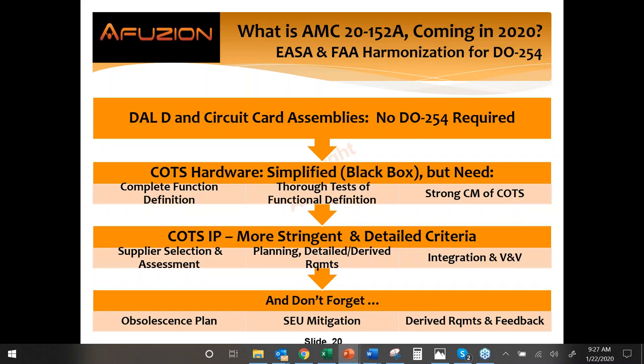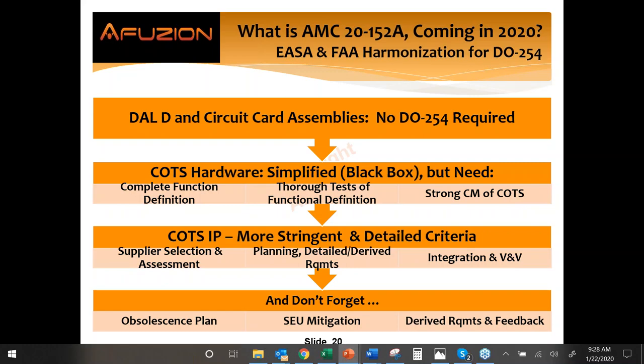Now, there's some special rules for COTS IP. With AMC 2152A, we will fail if we don't do these three things on this line. First, supplier selection assessment. You have to have a defined process for how you select suppliers and assess their quality. Then you need planning, detailed and derived requirements. Remember, derived requirements are derived from a safety assessment or to fill a gap in an engineer's implementation. They're not derived from a parent functional requirement. They're derived from the engineer, so they require safety involvement. We have to have that for the COTS IP.